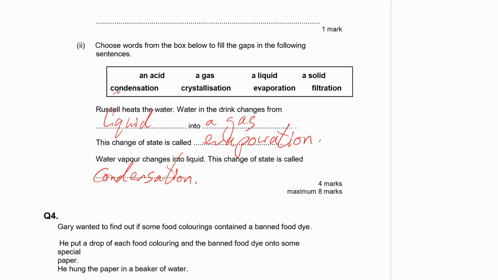So you could have crossed those words off. We use condensation, evaporation, liquid, and a gas. If you thought about it, you could have probably ruled out an acid, since this isn't an acid topic. Crystallization could have potentially been one of the answers, but hopefully, if you revised state changes well enough, you'd know liquid to a gas is evaporation, and water vapor to a liquid is condensation.